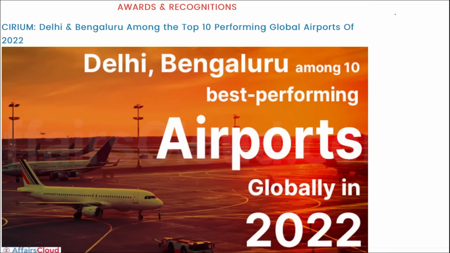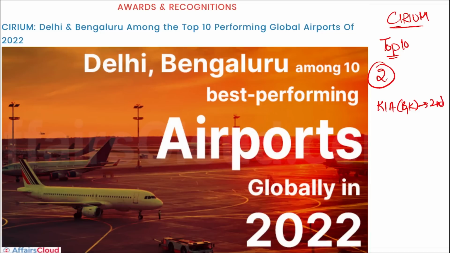Next we will be talking about Cerium. Cerium recently released a report about the top 10 performing global airports of 2022. From India there were two airports. One is Kempegowda International Airport in Bangalore, Karnataka. It was ranked second in this particular list. And Indira Gandhi International Airport of New Delhi was ranked 7th in this top 10 performing global airports of 2022. And remember, this data was released by Cerium.